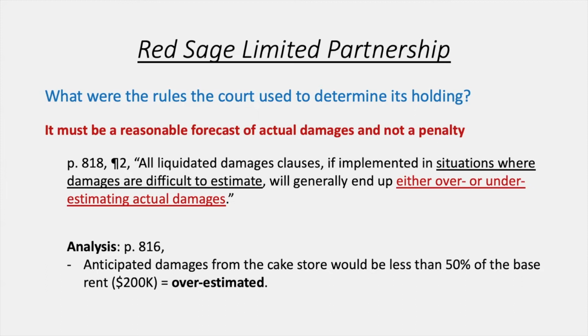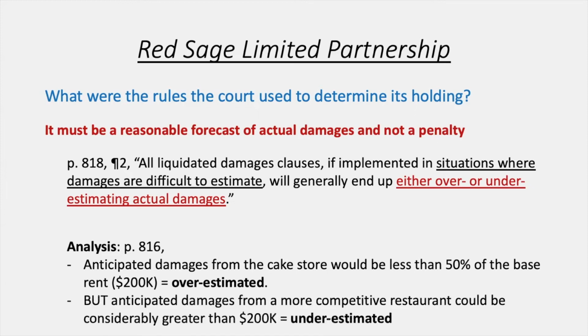Red Sage probably didn't lose 200K worth of profits because the cake store entered the building. But if a more competitive restaurant entered, not just a cake store, there's a chance that Red Sage could have lost more than 200K, right? So it's overestimating and underestimating Red Sage's possible damage. So here it's a reasonable forecast because it's not certain that Red Sage will get a windfall from any breach of the contract. Red Sage could get more, but Red Sage could also get less.